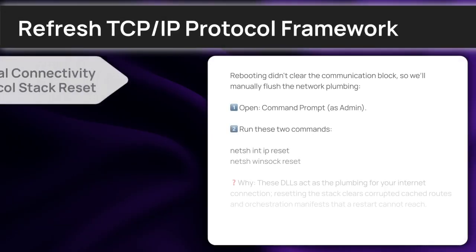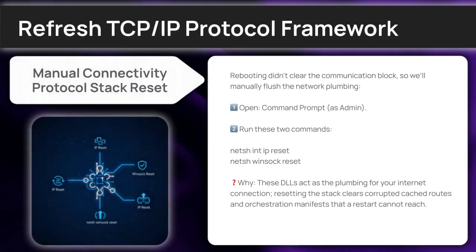Rebooting was just the start. Now, let's apply the core fix in this third step. Feel free to pause the video if you need a second to navigate. Rebooting didn't clear the communication block, so we'll manually flush the network plumbing. Open Command Prompt as admin, then run these two commands.